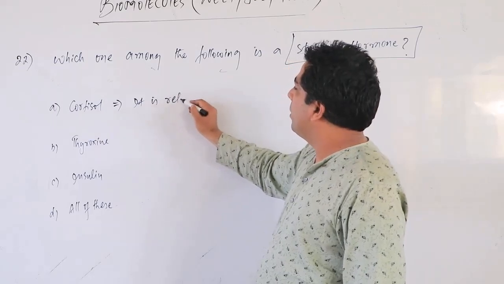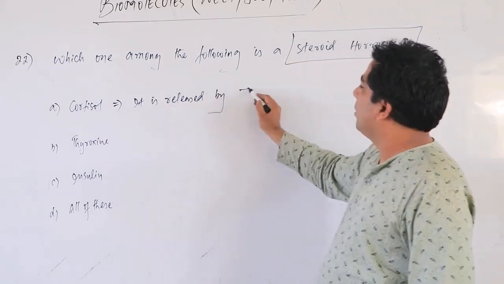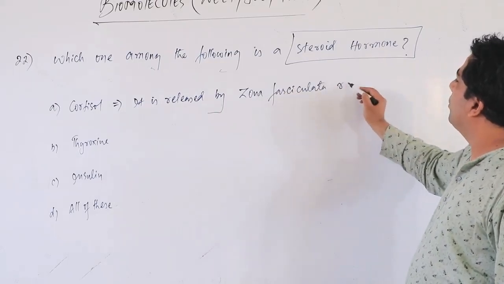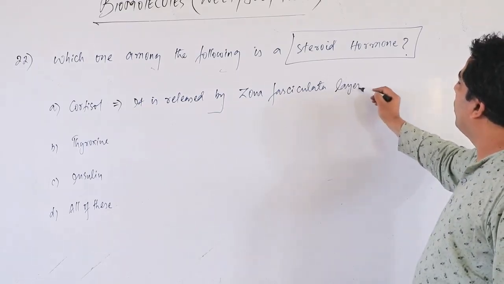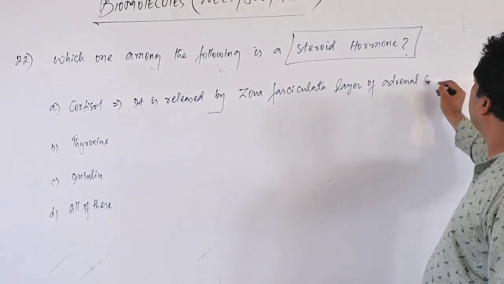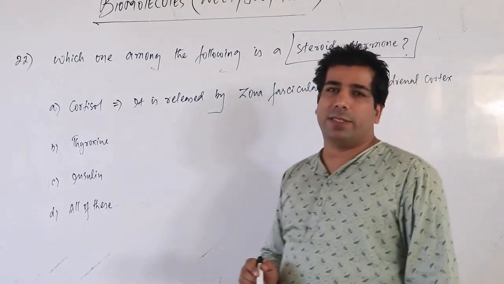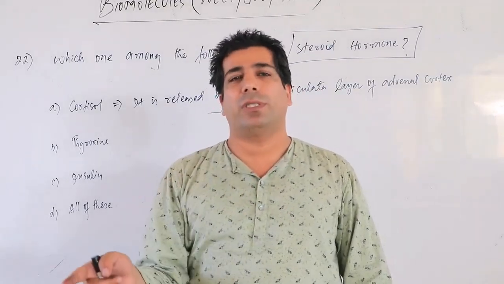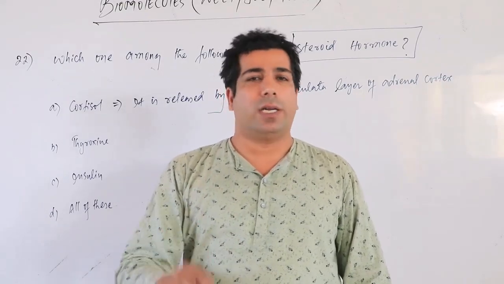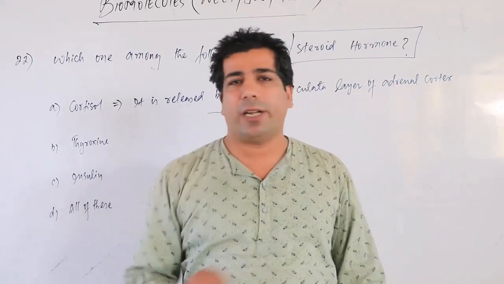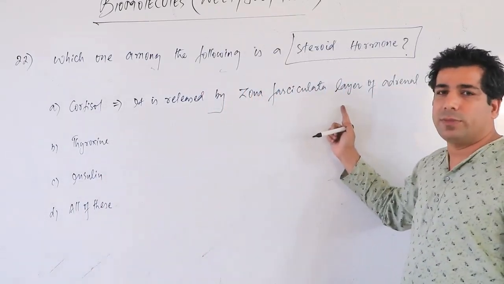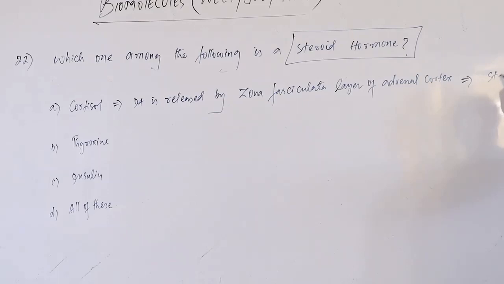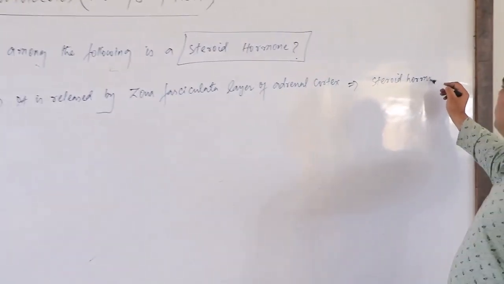It is released by the zona fasciculata region or layer of the adrenal cortex. If we classify the steroid hormones, we have classified steroid hormones into 2 types: adrenal cortex hormones and sex hormones. That means adrenal cortex hormones are steroid hormones and sex hormones are also steroid hormones. This is our adrenal cortex hormone. So when we say adrenal cortex hormone, it is obviously a steroid hormone. So our answer is the first option itself.